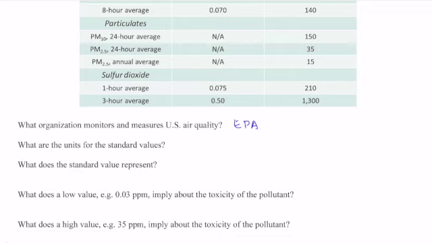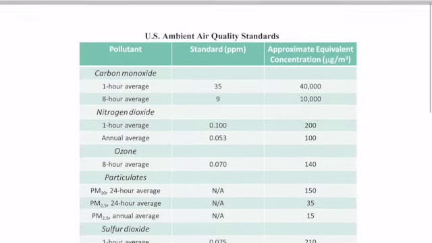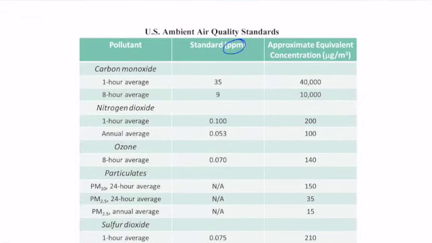The units for the standards are in parts per million, ppm, but you also have them as micrograms per meter cubed. So that's these two columns here. They both are units of concentration. Parts per million are useful for these gases, and micrograms per meter cubed is when you introduce the particulate matter.